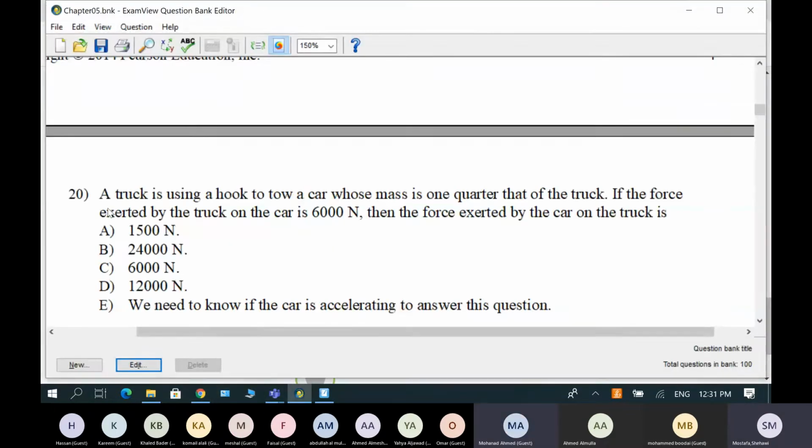Read question 20, Muhannad. A truck is using a hook to tow a car whose mass is 1/4 that of the truck. If the force exerted by the truck on the car is 6,000 Newton, then the force exerted by the car on the truck is C, 6,000 Newton.